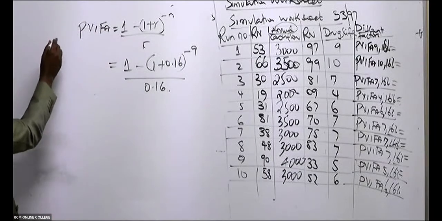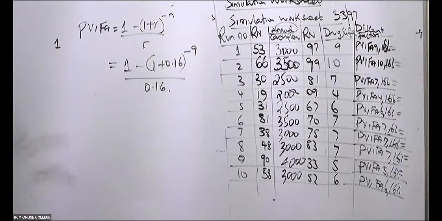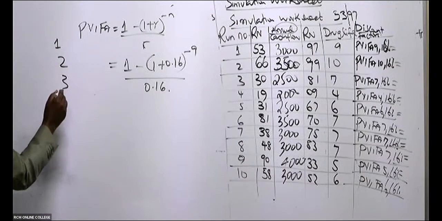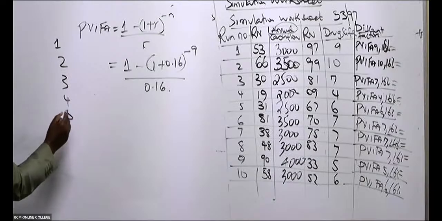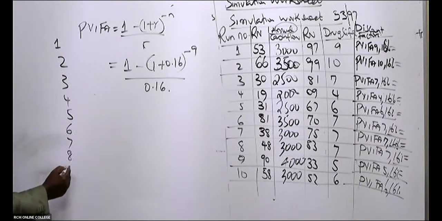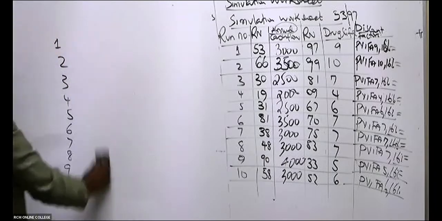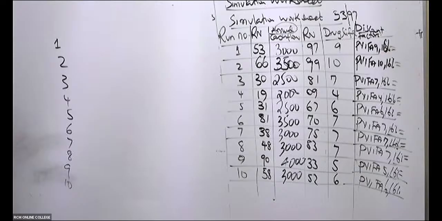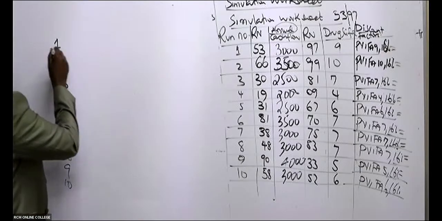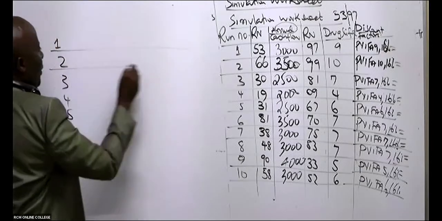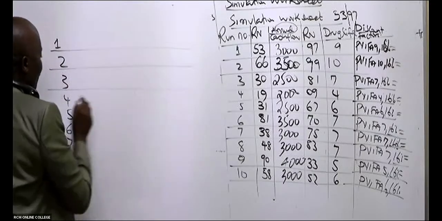So we have here number 1, number 2, number 3. My table is not enough there. 5, 6, 7, 8, 9, 10. I would have continued with my table, but it's not big enough.